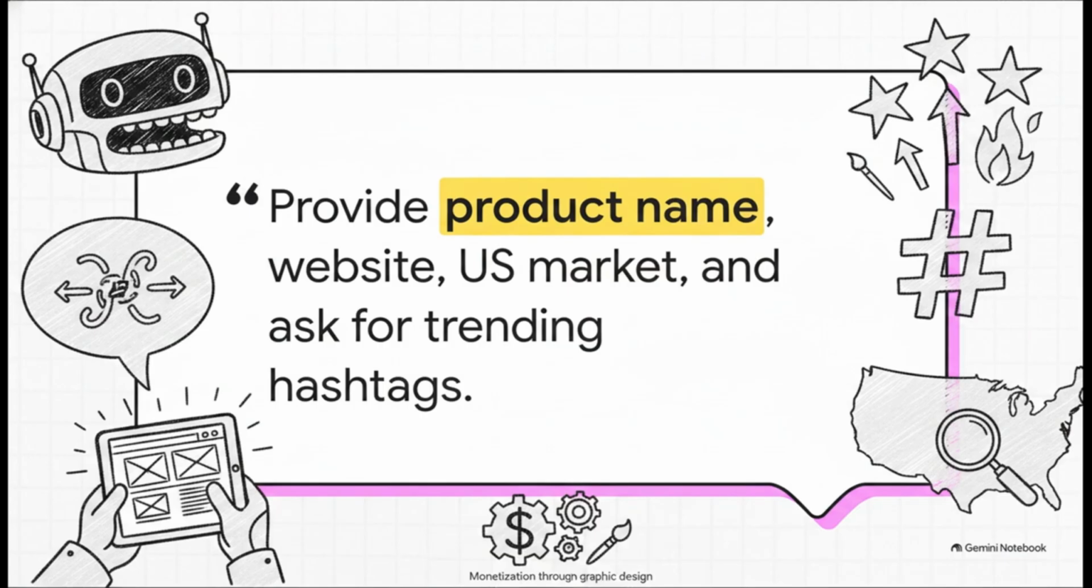You don't just go to the AI and say, make a nice picture. No, you go to ChatGPT and you give it incredible specificity. You provide the exact product name, the client's website name, the target demographic, like the US market, for example, and explicitly ask it to generate trending hashtags. You are basically asking ChatGPT to write the absolute perfect, detailed prompt that you will then use to generate the actual image. It's literally AI talking to AI.